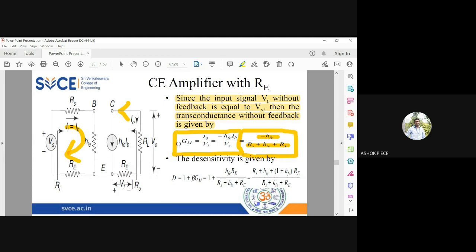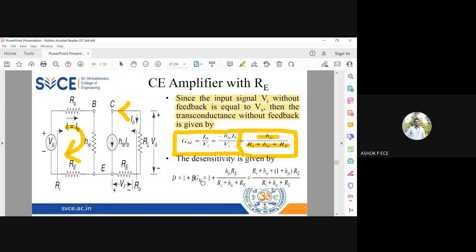The transconductance, whenever you write without that f, it means without feedback. So when you want to find what is the transconductance with feedback, you have to find what is D. D is called the desensitivity. D is given by 1 plus beta into Gm. See, here we get 1 plus beta into Gm.